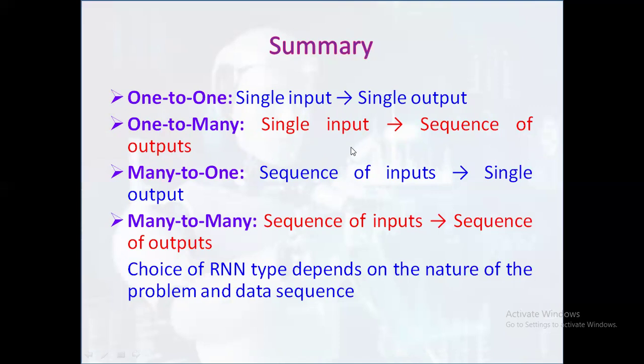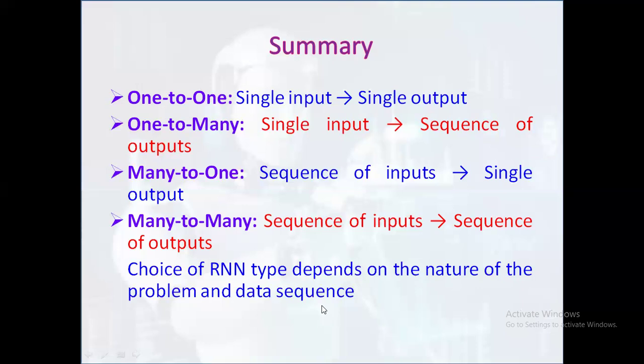The third type is many to one: a sequence of inputs to a single output. The sequence of input is summarized into a single output. Many to many means a sequence of inputs and a sequence of outputs. This structure maps input sequences into output sequences of either the same or different length, as we have seen in the previous slide. The choice of RNN type depends on the nature of the problem and data sequence.